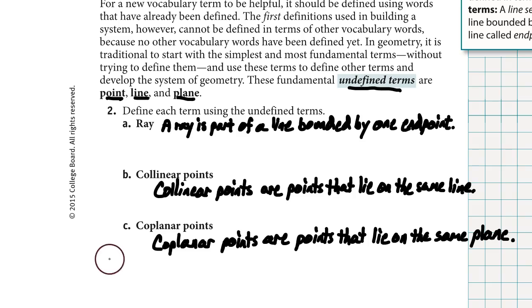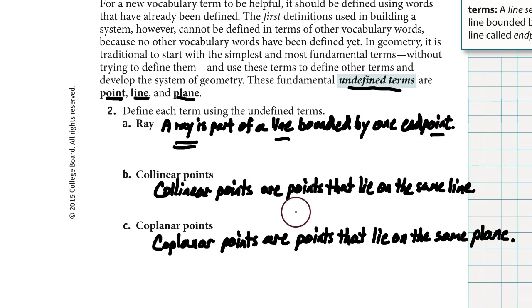A ray is part of a line bounded by one endpoint. Notice that in the definition of the word ray, the word ray is right at the beginning of the sentence to be the subject of the sentence. And then later on, when defining a ray, we use the word line and even the word endpoint.